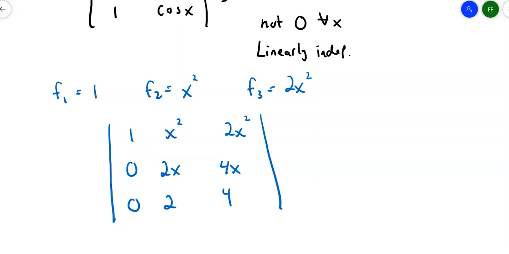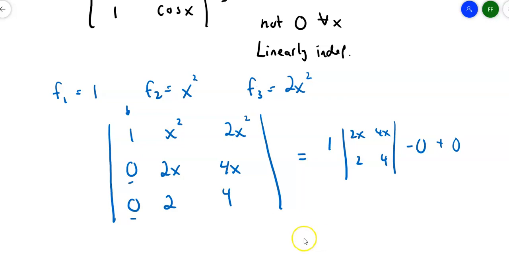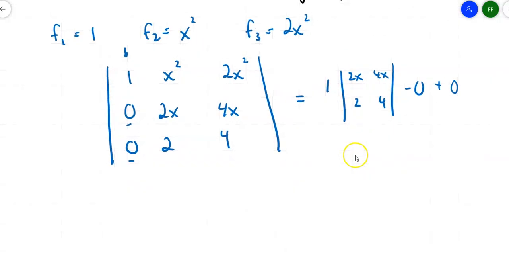In this case, it would be easier for me to iterate down the first column than across the first row. So I'll end up with 1 times 2x, 4x, 2, and 4, and then minus 0 plus 0, because these two values here, if used as coefficients, are just going to give me 0. So this is going to give me 1 times 4 times 2x is 8x. 4x times 2 subtracted is also 8x.